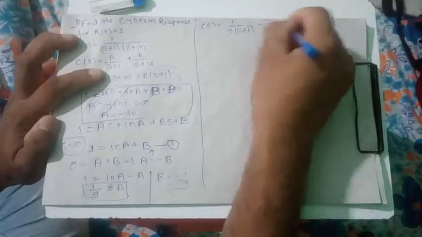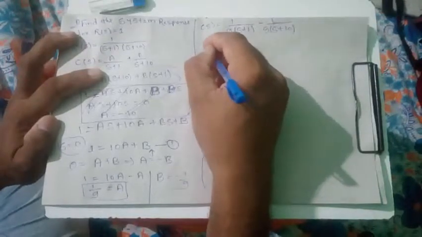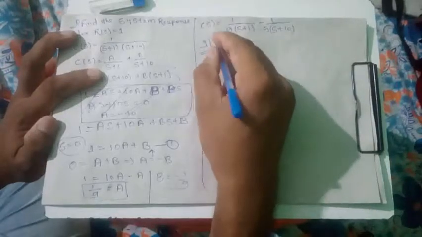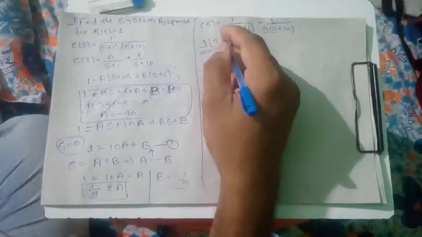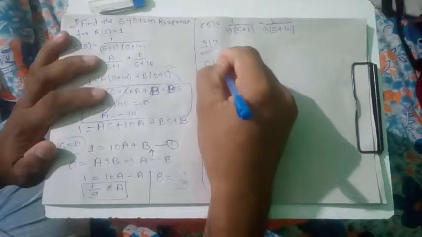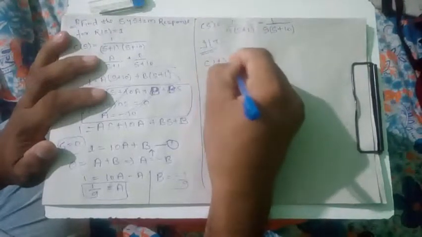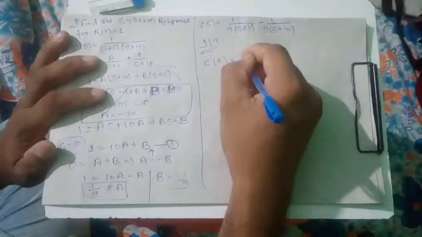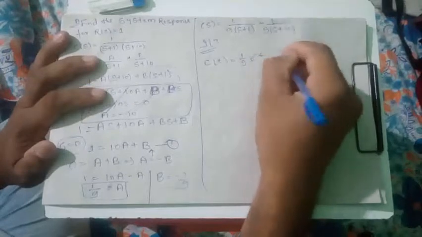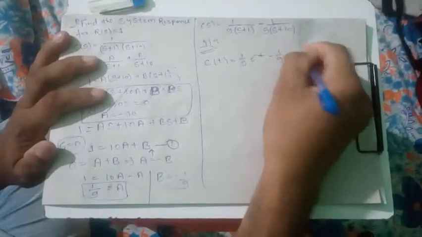Now see, we will take the inverse Laplace transform to get the time domain. C of t gives 1 by 9 exponential of minus t minus 1 by 9 exponential of minus 10 t.